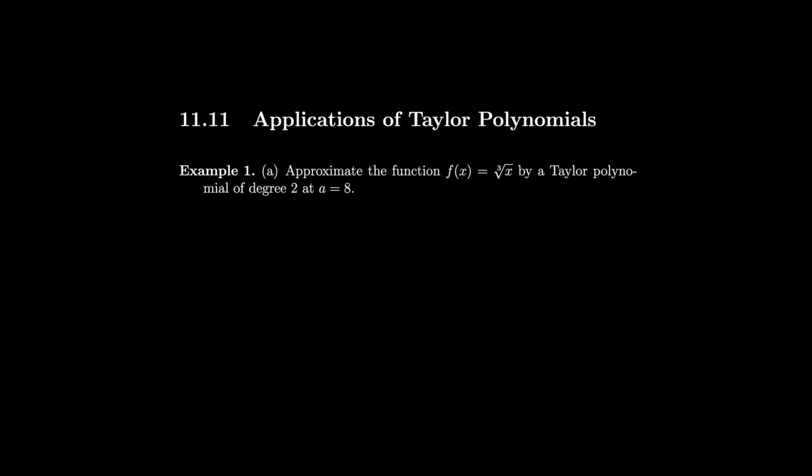Section 11.11 Applications of Taylor Polynomials. Previously, we found Taylor series to represent different functions, and then we showed that those Taylor series would have to be equal to those functions, but in general, that's kind of hard to find an entire Taylor series equal to a function. What's a little bit easier often is to approximate a function using a Taylor polynomial, which means we just cut off the Taylor series somewhere.